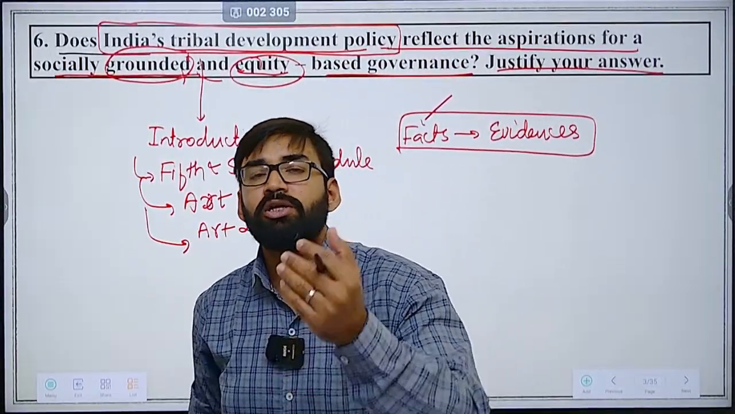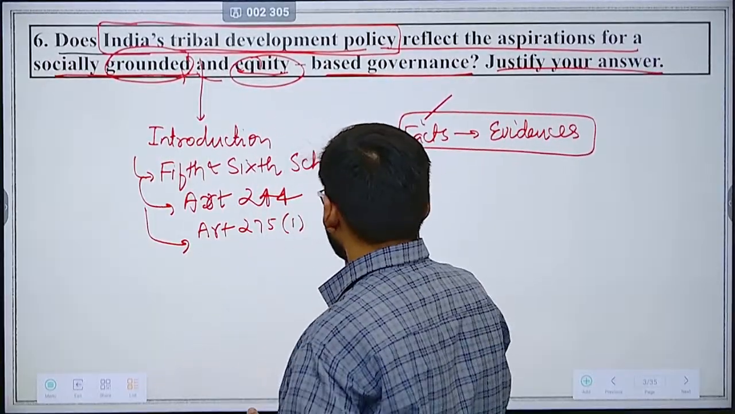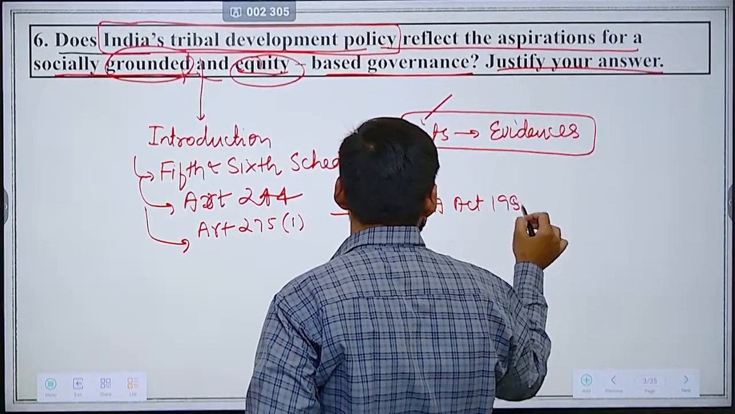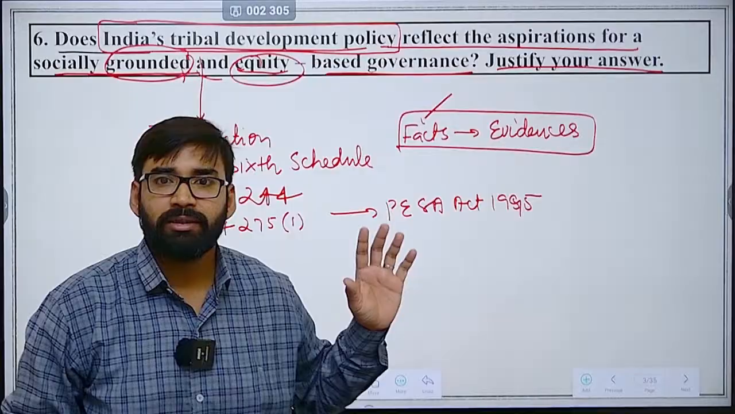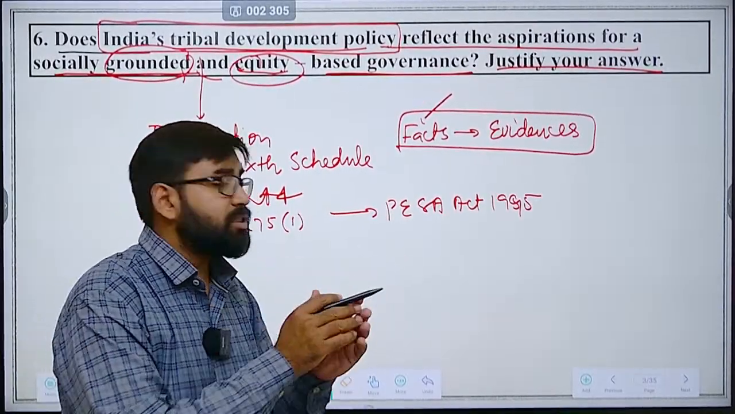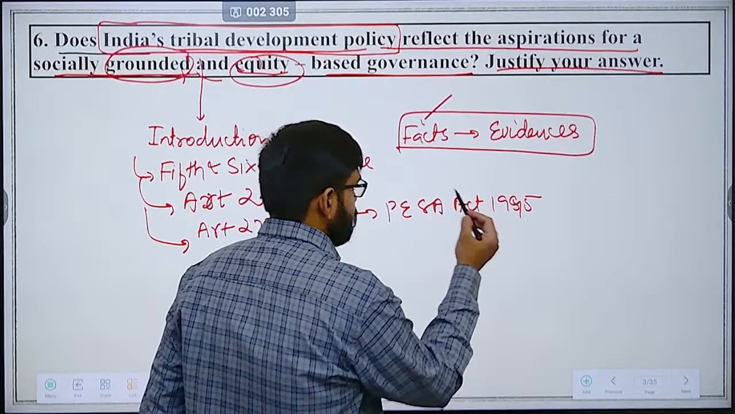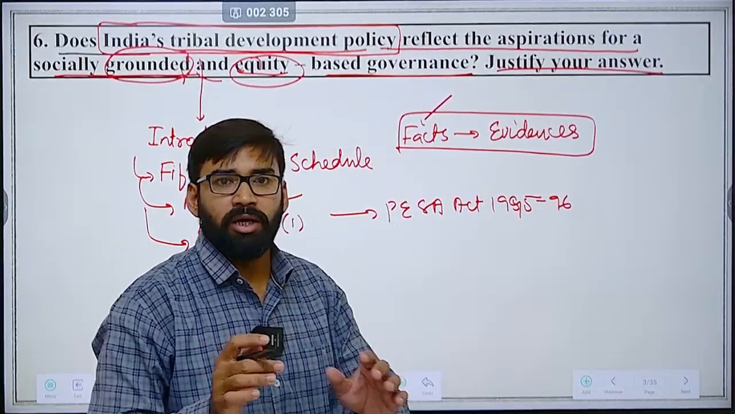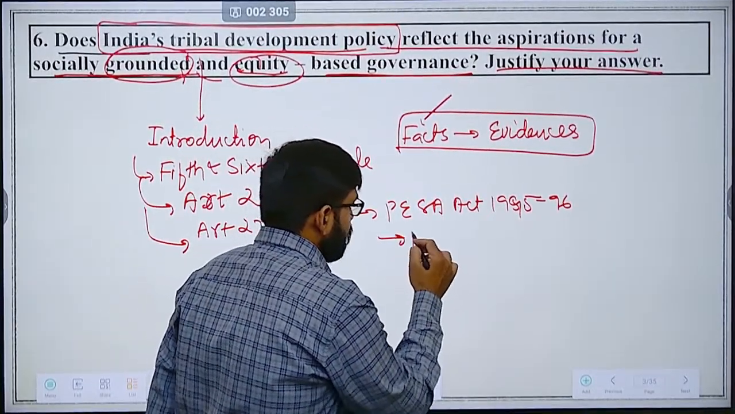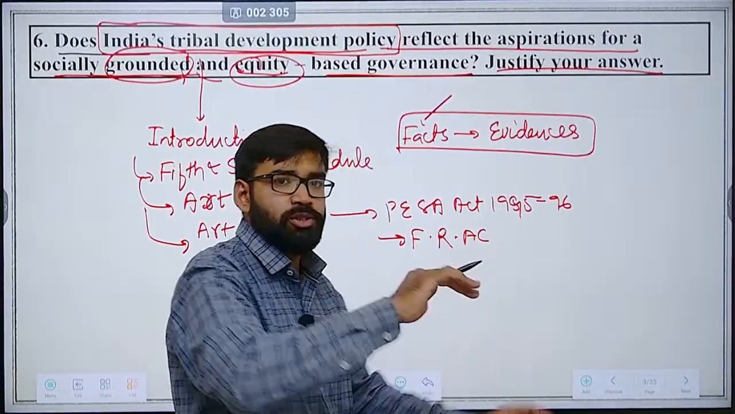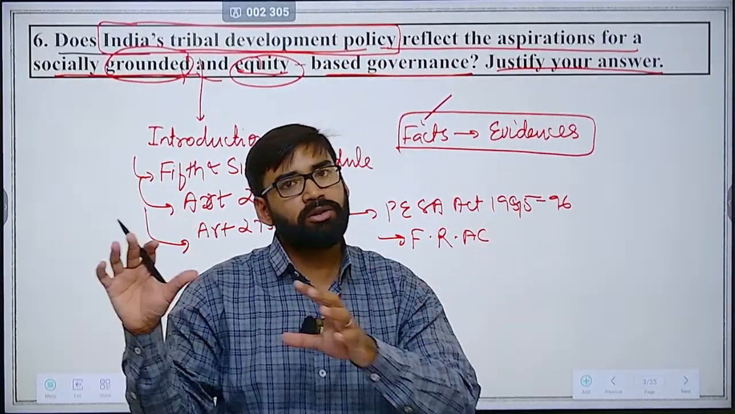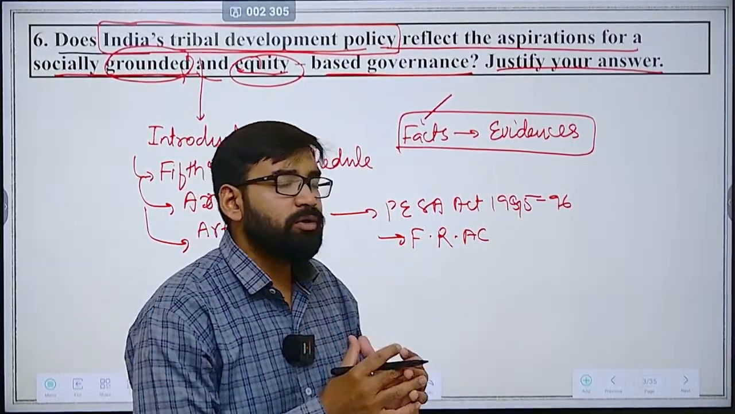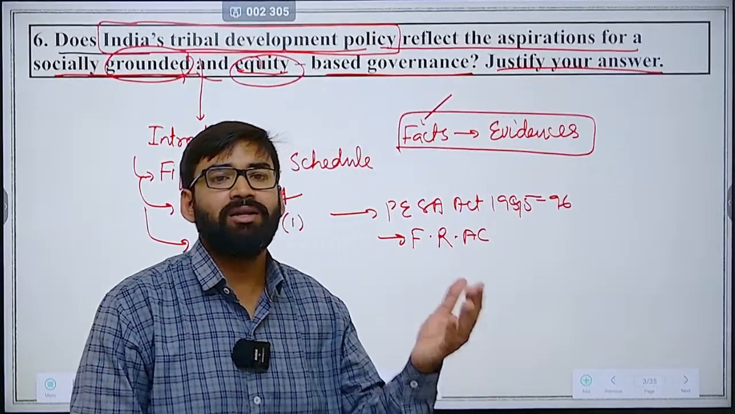Then you can mention the laws with respect to the panchayat, like the PESA Act 1996. That is the extension to scheduled areas, so this act got extension to scheduled areas in 1996. Then you can also mention the Forest Rights Act. These things you can give as a proper introduction in 3 to 4 lines. All these things talk about tribal autonomy as well as social justice.